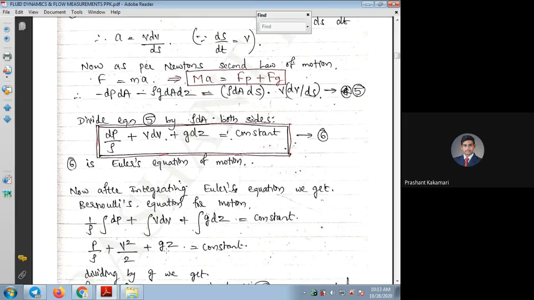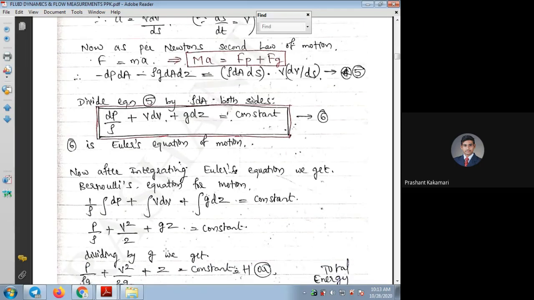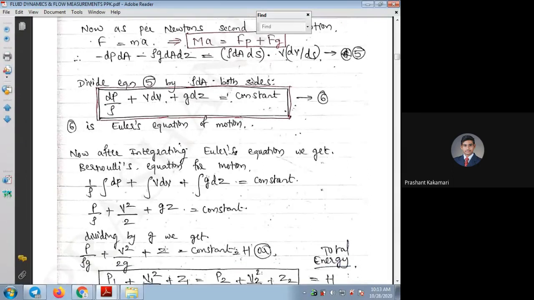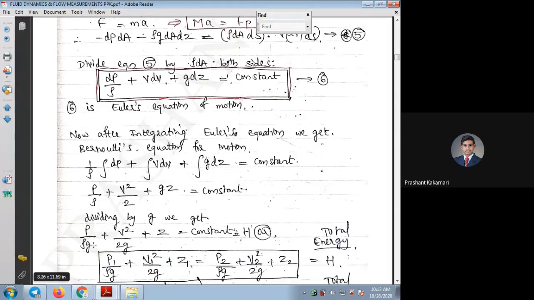So this is a very important equation, which is called Bernoulli's equation. Later, you can again divide by G. Why we are dividing by G, I'll tell you. Then we get P by rho G, V square by 2G, plus Z, because the G is divided by G again, so it will be cancelled.